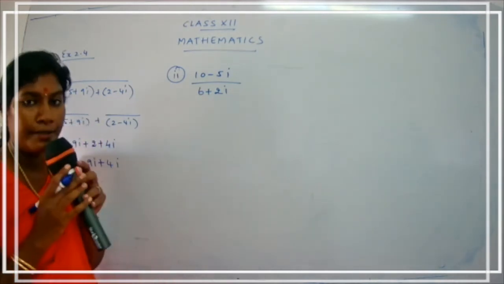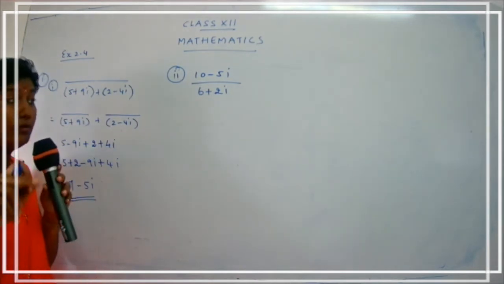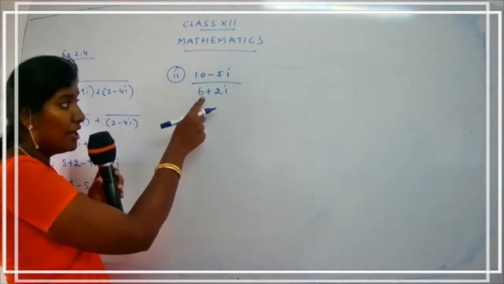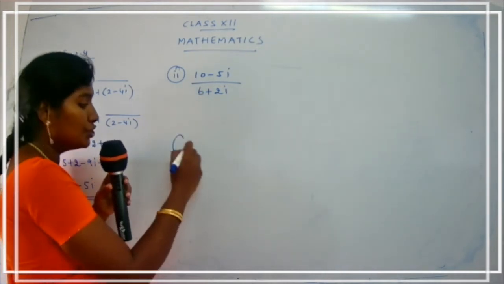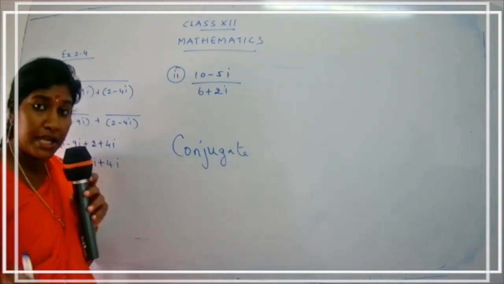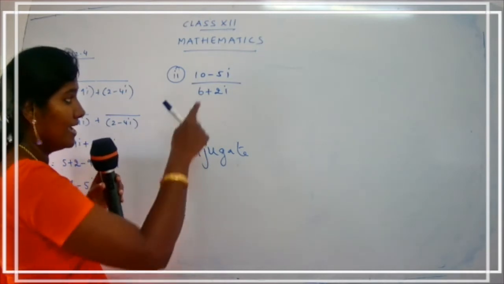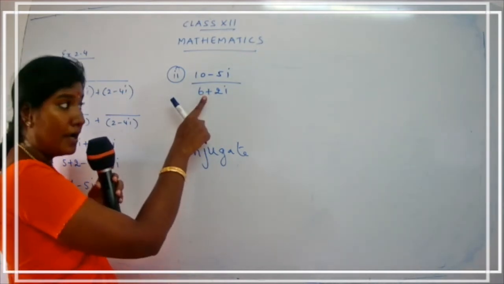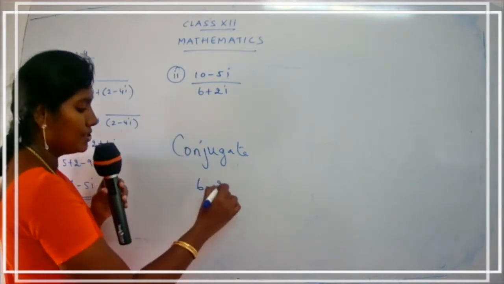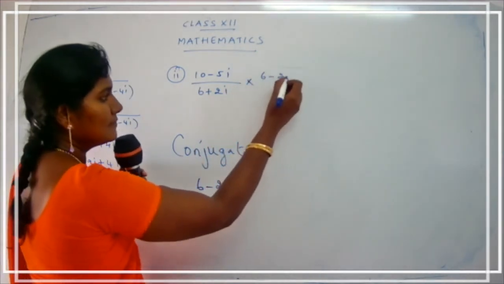What is the denominator here? 6 plus 2i. Now what you are going to do is multiply and divide by the conjugate. What is the conjugate of 6 plus 2i? I hope you are clear with this term, children. What is the meaning of conjugate? You have to change the sign of the imaginary part. What is the sign of the imaginary part? It's plus. So what will be the conjugate? 6 minus 2i. So you are going to multiply and divide by 6 minus 2i.